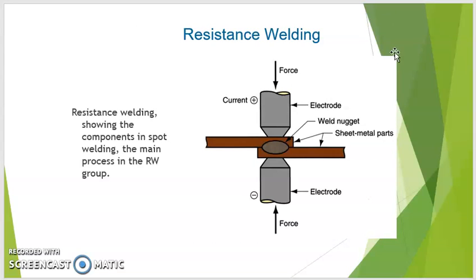So basically we will pass the current through the setup consisting of the welding electrodes in conjunction with the workpiece, and at the interface we will obtain the weld nugget by passing of the current as well as the simultaneous application of pressure to the workpiece through the electrodes. So various components in the welding process are basically the workpiece, the electrode, force application through a system, then formation of weld nuggets.